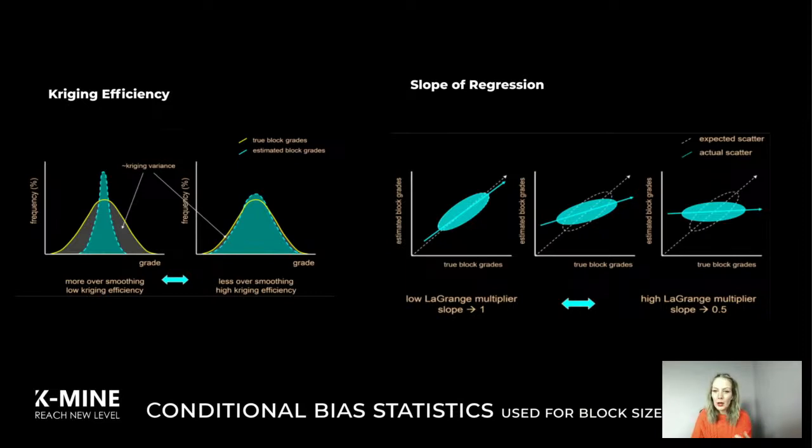So by leveraging methods like KNA, software users can analyze and justify the optimal block size by considering the statistical measures of conditional bias and ensuring a balance between oversmoothing and accuracy in grade estimation.